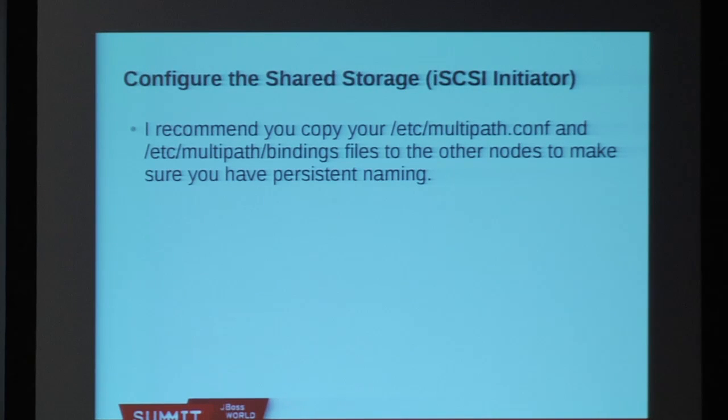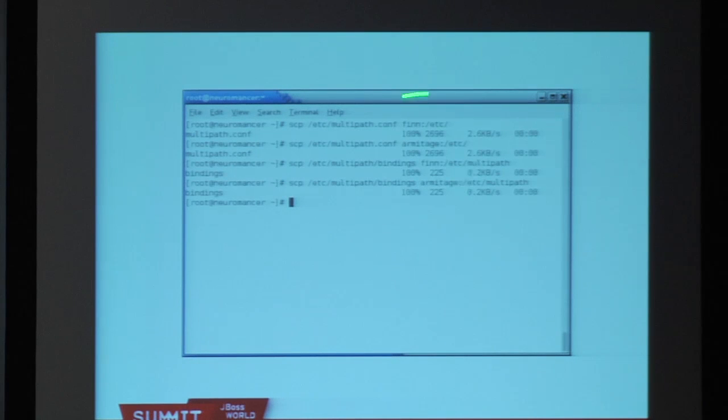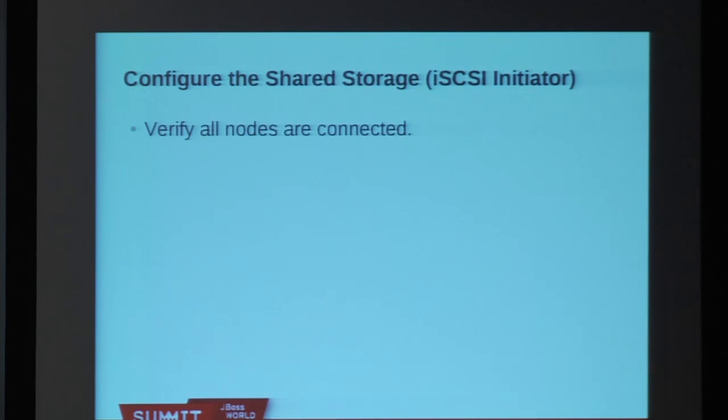Once you do that on your first node, I recommend that you just copy your multipath.conf file and the multipath bindings files to the other nodes. That way it sets all that up for you, and when you restart the multipath service, you're going to have identical path names, and you're going to have an identical policy. So I just SCP'd them across to the other nodes. Very simple. Just configure it once, then copy the configs over.